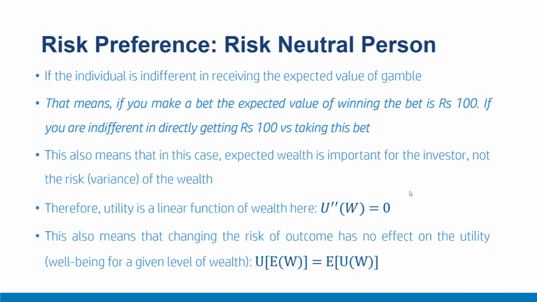Therefore, utility is a linear function of wealth for you as a risk neutral individual, and this means that U''(W) is equal to 0. That means the double differential of the utility of wealth function, or double differences, is equal to 0. This also means that changing the risk of outcome has no effect on the utility or well-being for a given level of wealth. That means utility of expected wealth is equal to expected utility of wealth, which we'll see shortly.